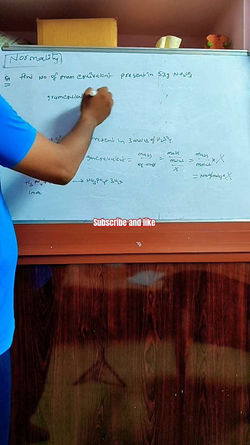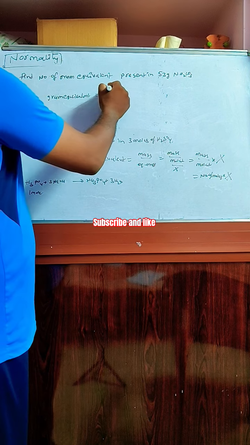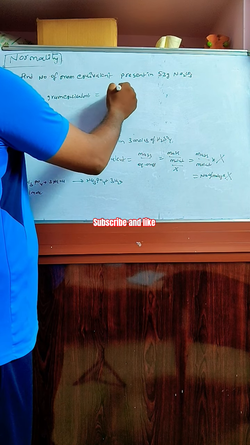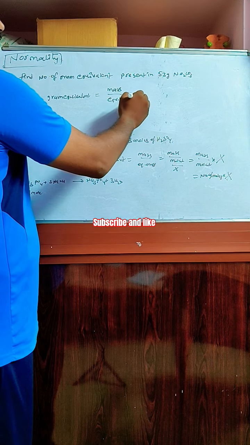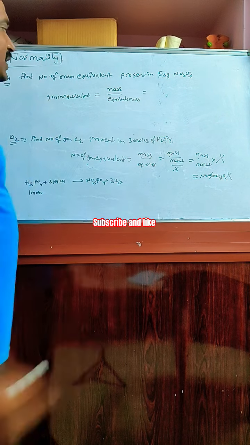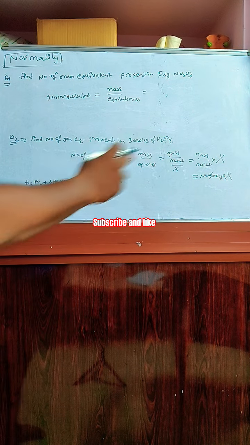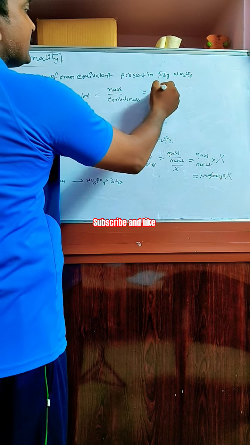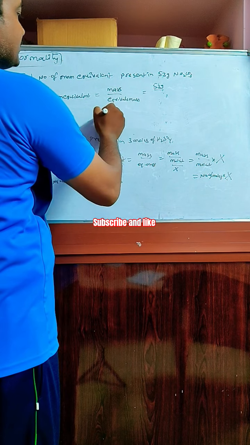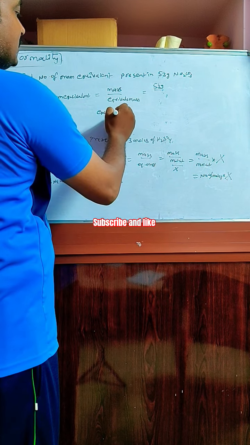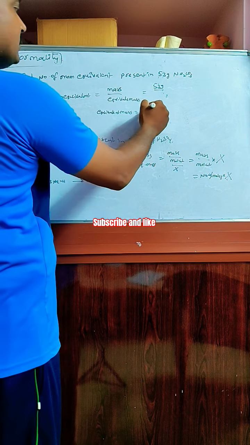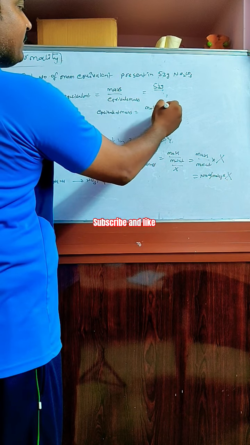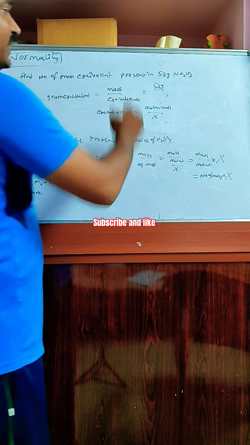is equal to, formula, mass by equivalent mass. Mass is 53 grams, which means equivalent mass is equal to molar mass by n factor or x factor.